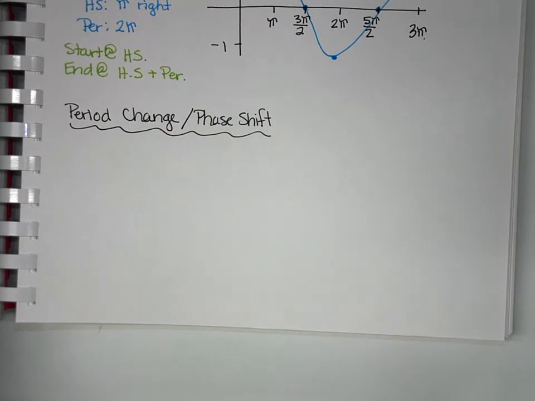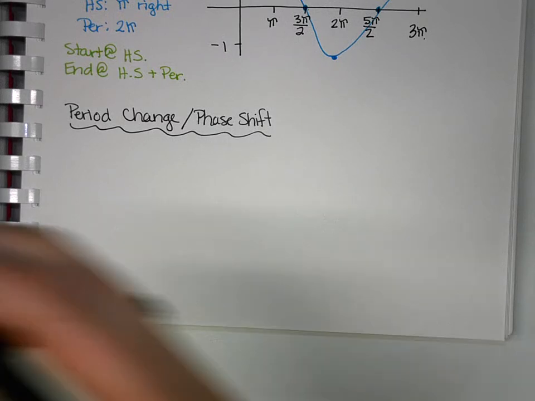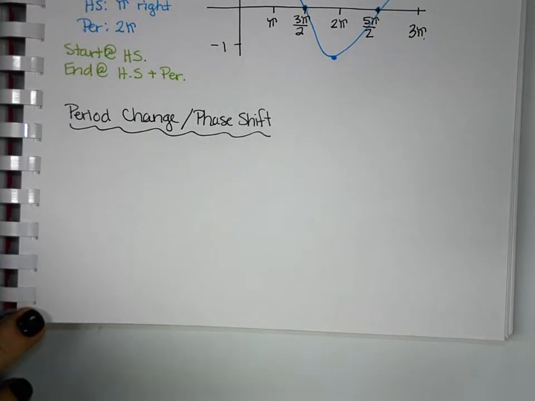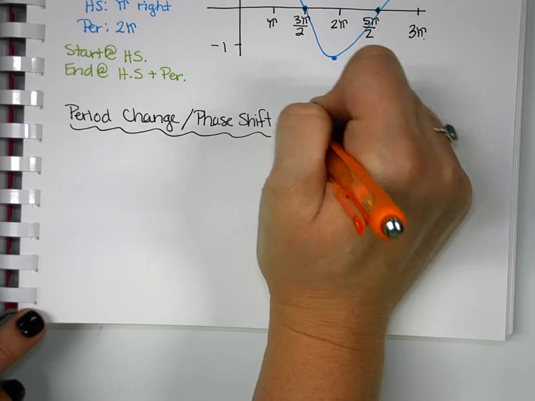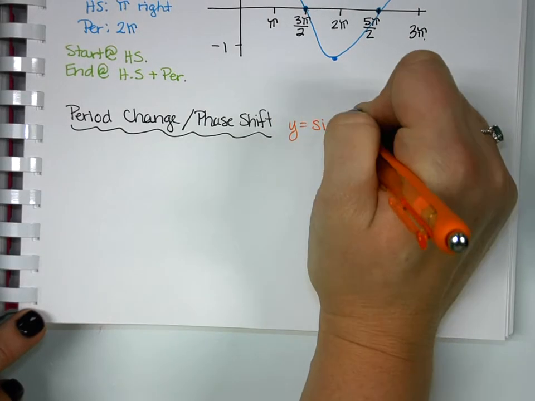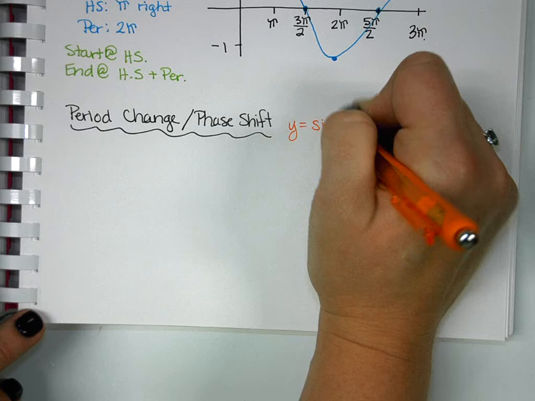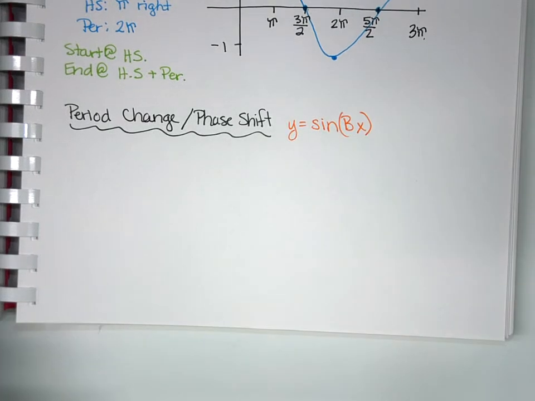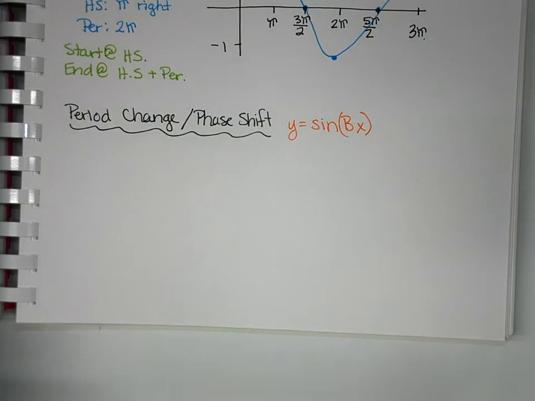we want to, first off, we have a formula to help us with period changes. For a period change, your equation, that's when you have something like sine of b times x, all inside. So when you have something being multiplied to your x, that's your period change.